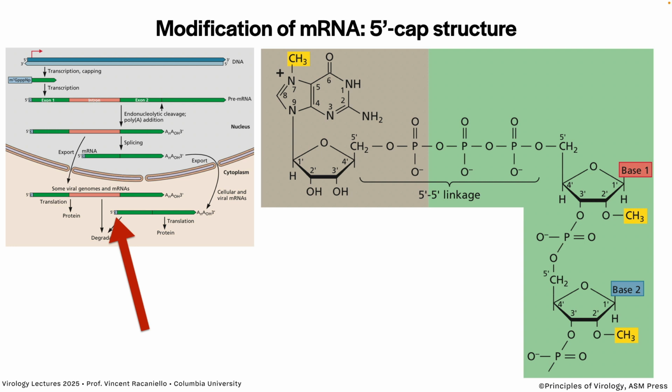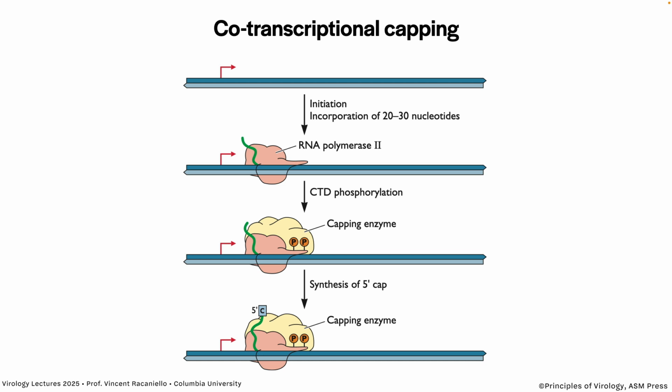In addition to this weirdness, there are also methylations of the cap G base and the first two bases as well. And the cap structure is needed for mRNA stability, getting the mRNA out of the nucleus, and many other properties as well. Cap is put on during transcription, so it's co-transcriptional capping.